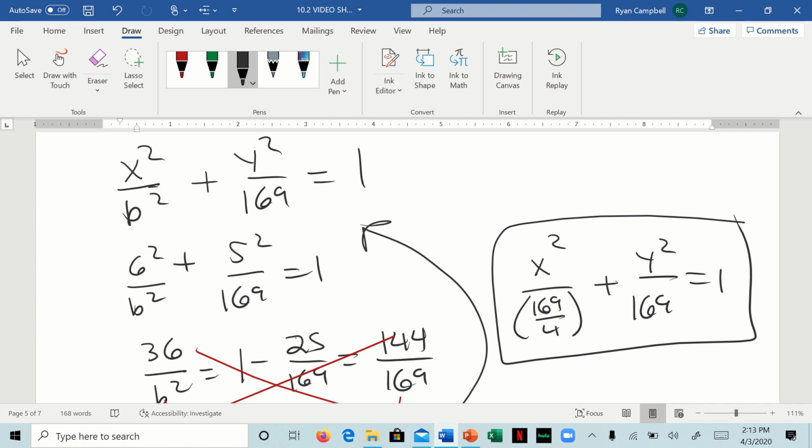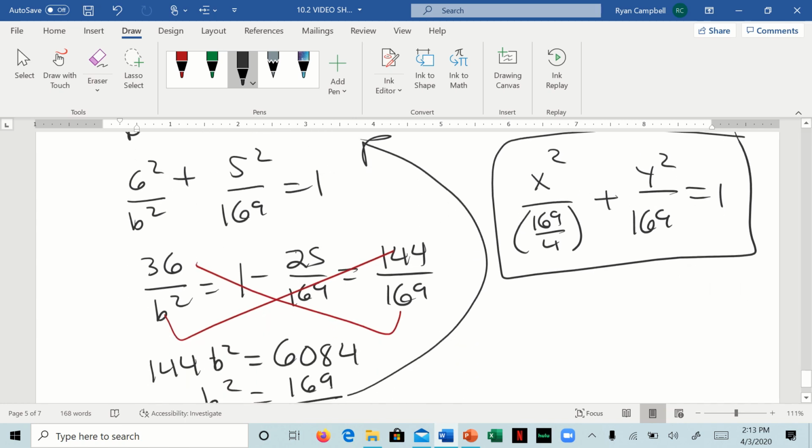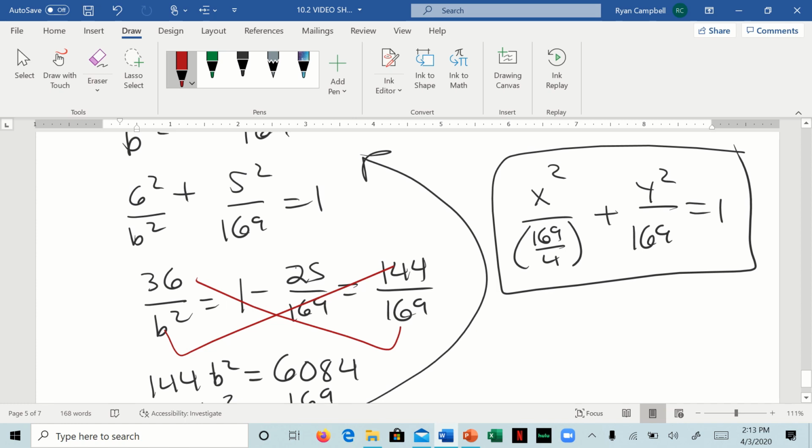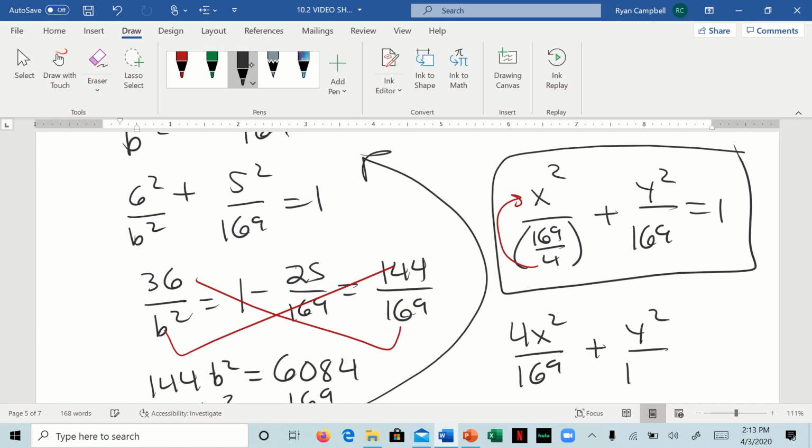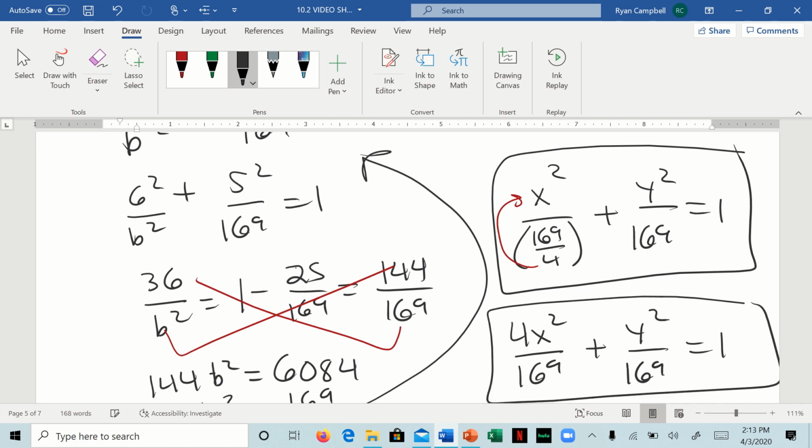If you put this on a test, I'm counting it right. However, if you want to make it just look a little prettier, right, you can move that 4 up to the top. And so you can have it as 4x squared over 169 plus y squared over 169 equals 1. So either way works, but this way definitely works as well.